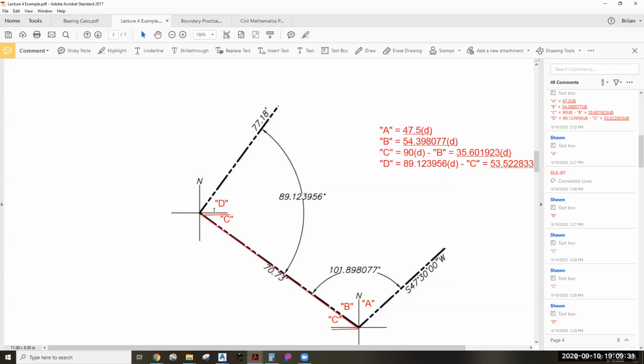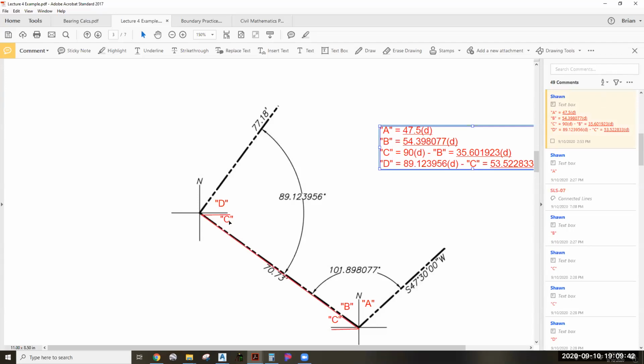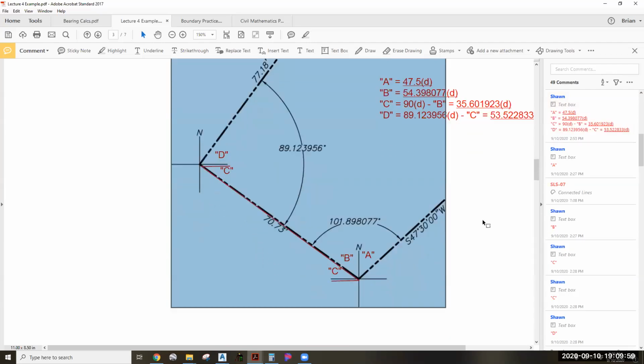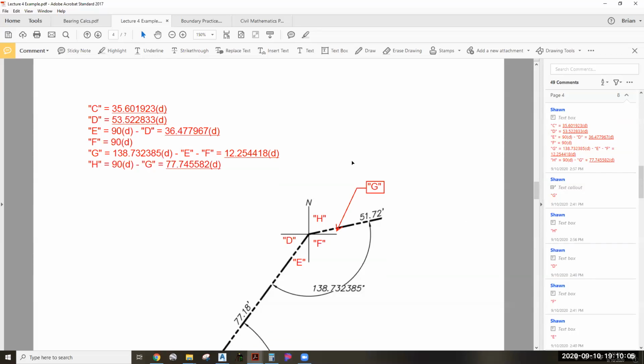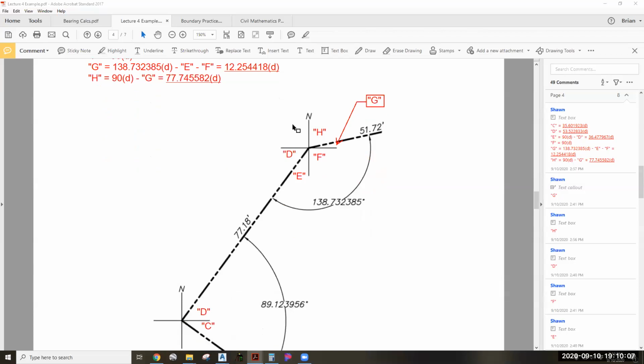All right, so I have C: C is 90 degrees minus B, and I calculated that. Therefore, angle D is 89.123956 minus C, which equals this. All right. So here we have the next component. We calculated C and D before.